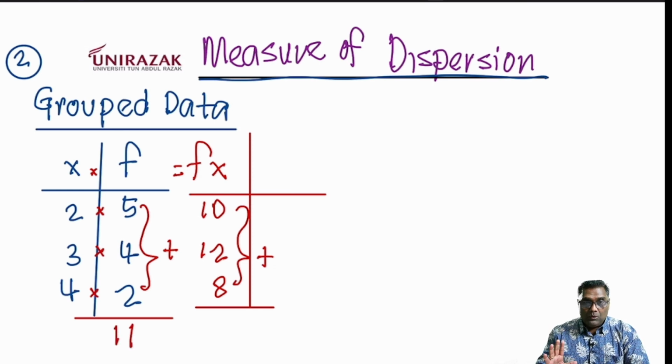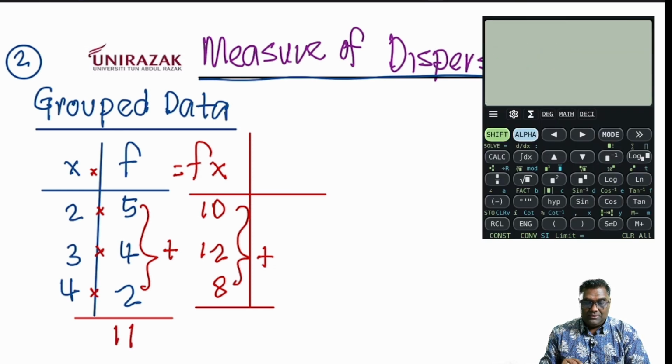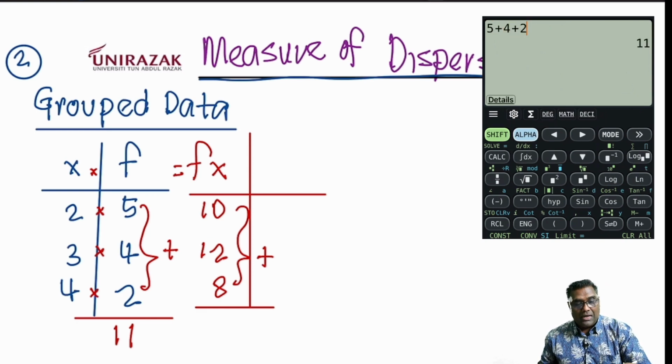Okay, now we take the calculator. So we're going to press 5 plus 4 plus 2, 11. Got it. Now I do the same thing for the other one. I take my calculator and I press 10 plus 12 plus 8. I get 30.